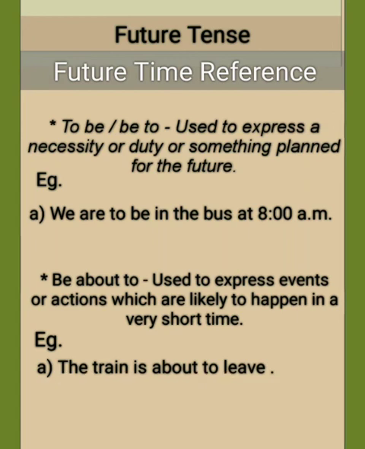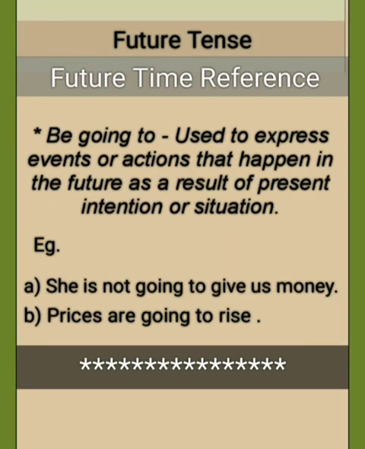And the last is be going to. So this is used to express events or actions that happen in the future as a result of present intention or situation. Example, she is not going to give us money. Example 2, prices are going to rise.